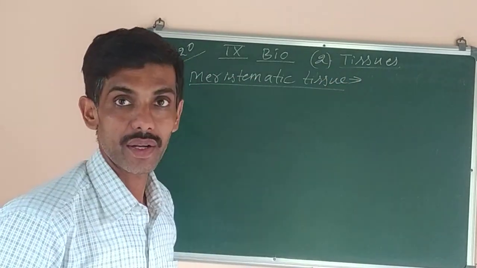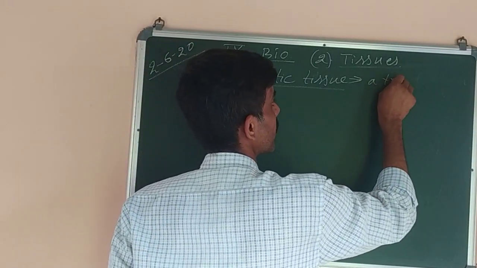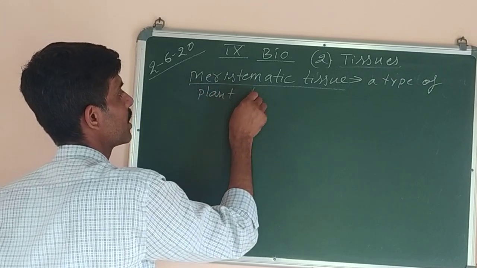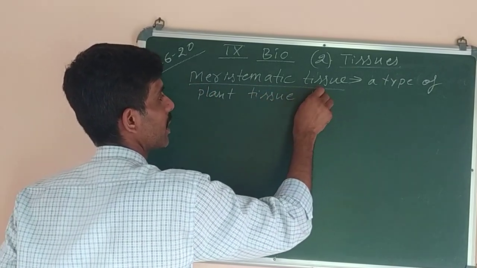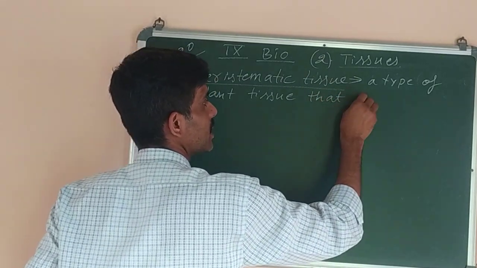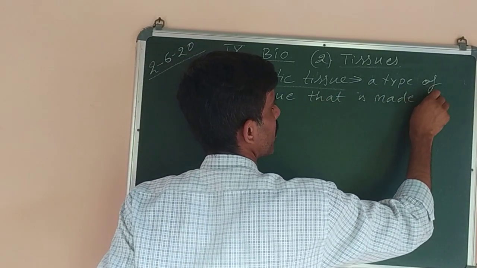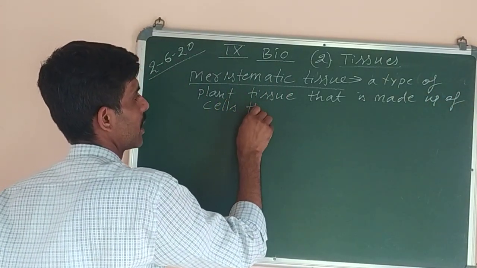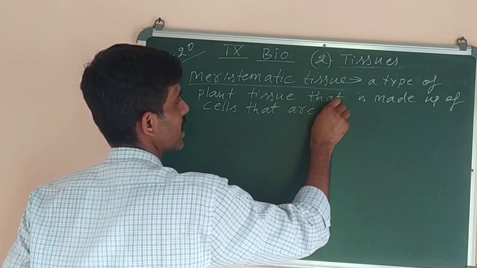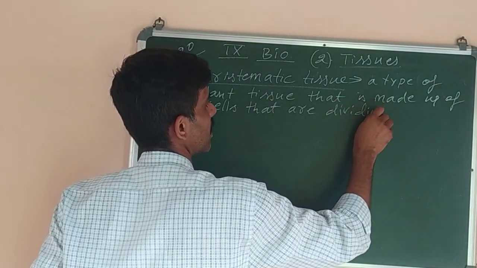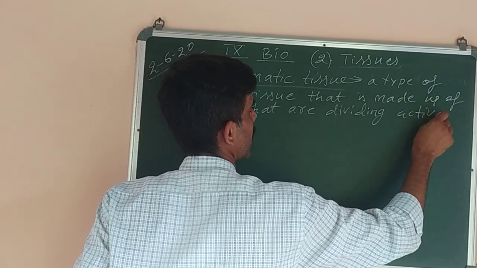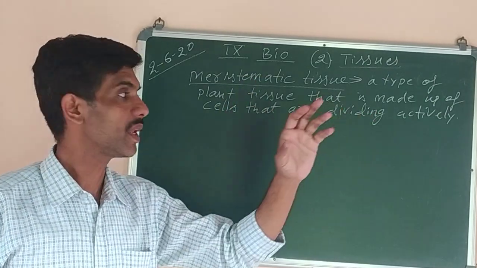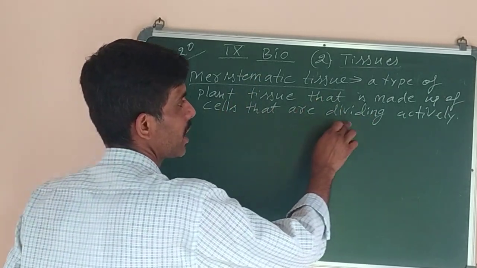So it is a type of plant tissue that is made up of cells that are actively dividing. So meristematic tissue is a plant tissue which is made up of actively dividing cells, cells that are dividing actively.